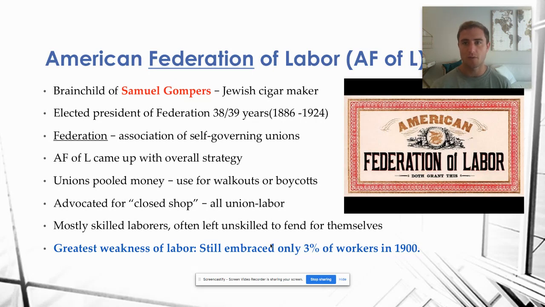And so the American Federation of Labor was immensely successful in achieving some workers' rights. Samuel Gompers becomes the president of the Federation for 38 out of 39 years in which he was a member of this. And so obviously he has a huge stamp on this. And they are going to advocate for all union labor, what you call the closed shop, where employers hire only members of unions, and that they are then allowed to come in and fight for better wages.